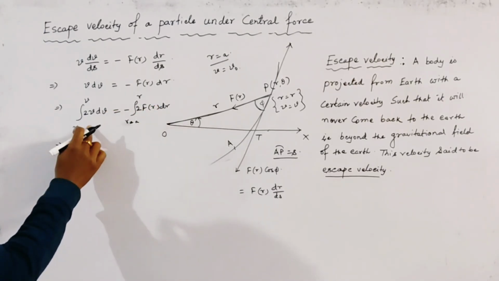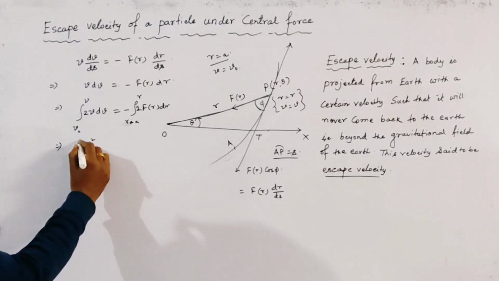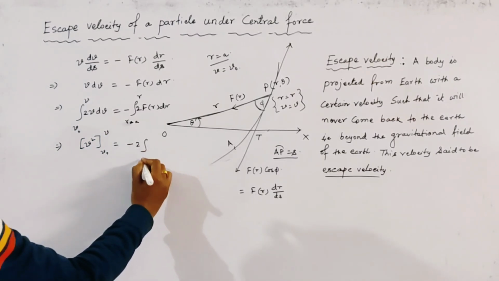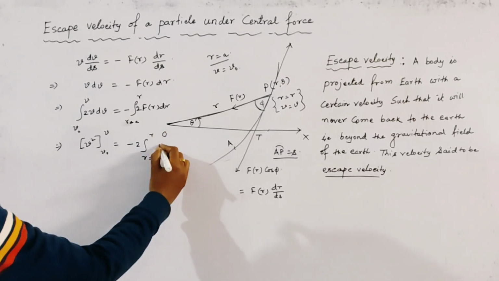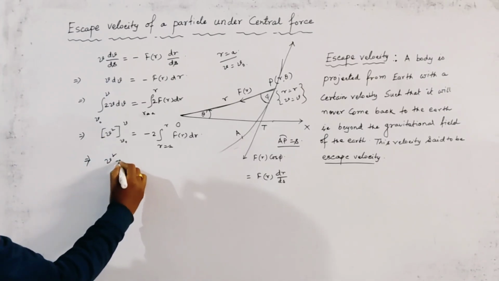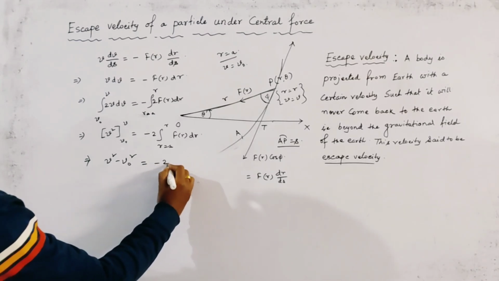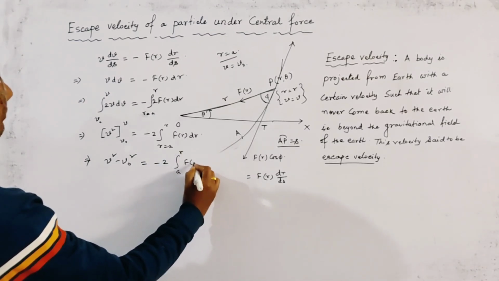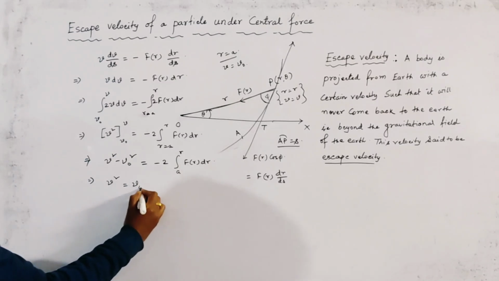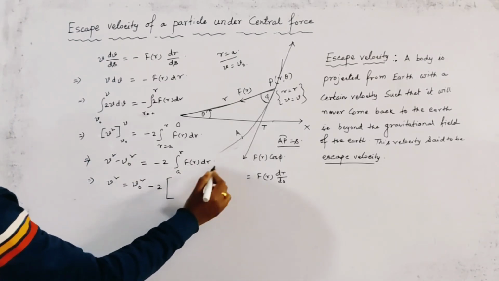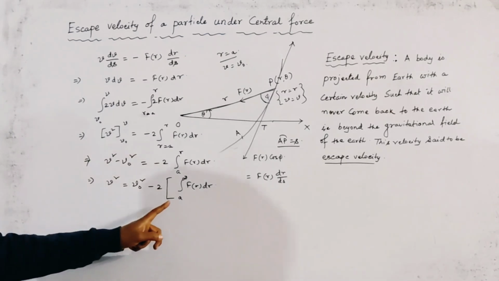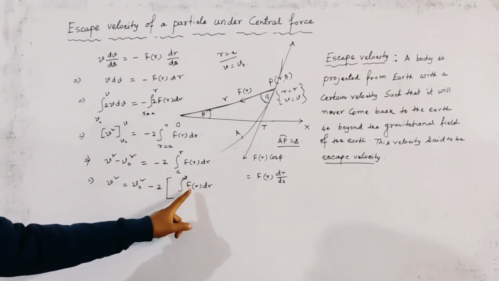From the left side, integrating, we get v squared evaluated from v0 to v, and from the right side we get minus 2 times the integral from r equal to a to r of f(r) dr. Putting in the limits of integration, we get v squared minus v0 squared equals minus 2 times the integral from a to r of f(r) dr. Now we write this relation as v squared equals v0 squared minus 2 times the integral from a to infinity of f(r) dr, taking the first integral from r equal to a to r equal to infinity.